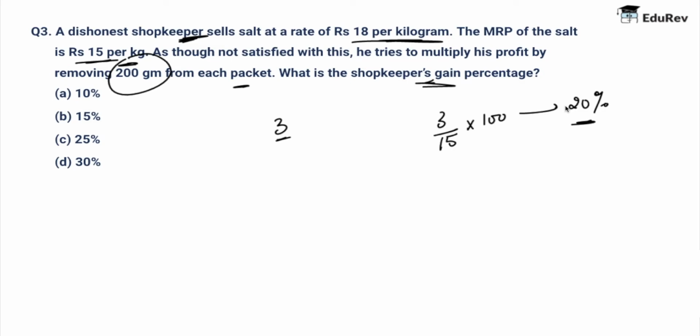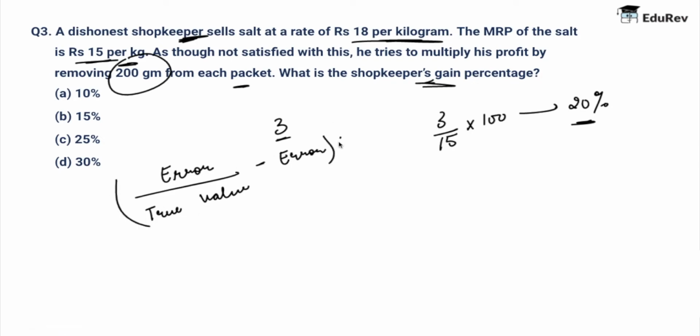Now the formula says that profit percentage or gain percentage is what? It is basically error upon true value minus error into 100. So this is going to be the percentage, or I can say the profit percent or the gain percent, right? Now if I'm going to substitute the values, then it's going to be 200 upon 1000 minus 200 grams into 100, and this is going to be 25%.